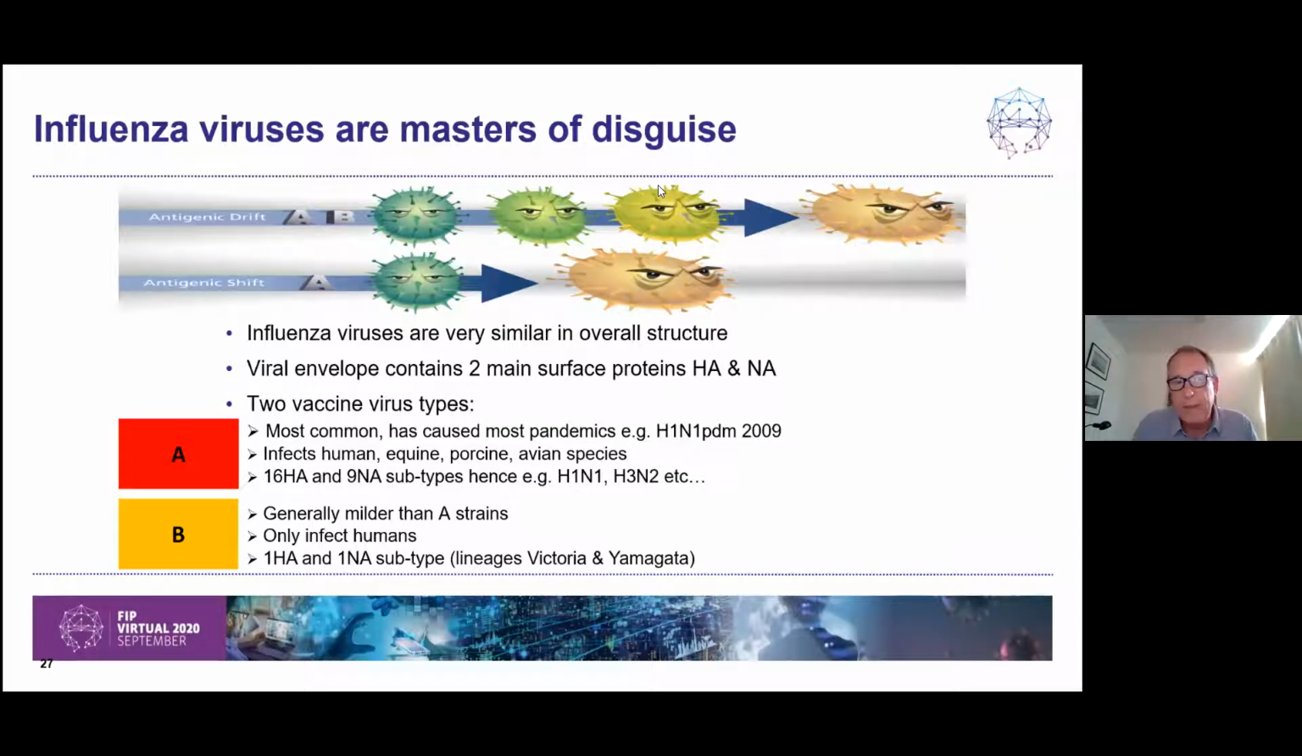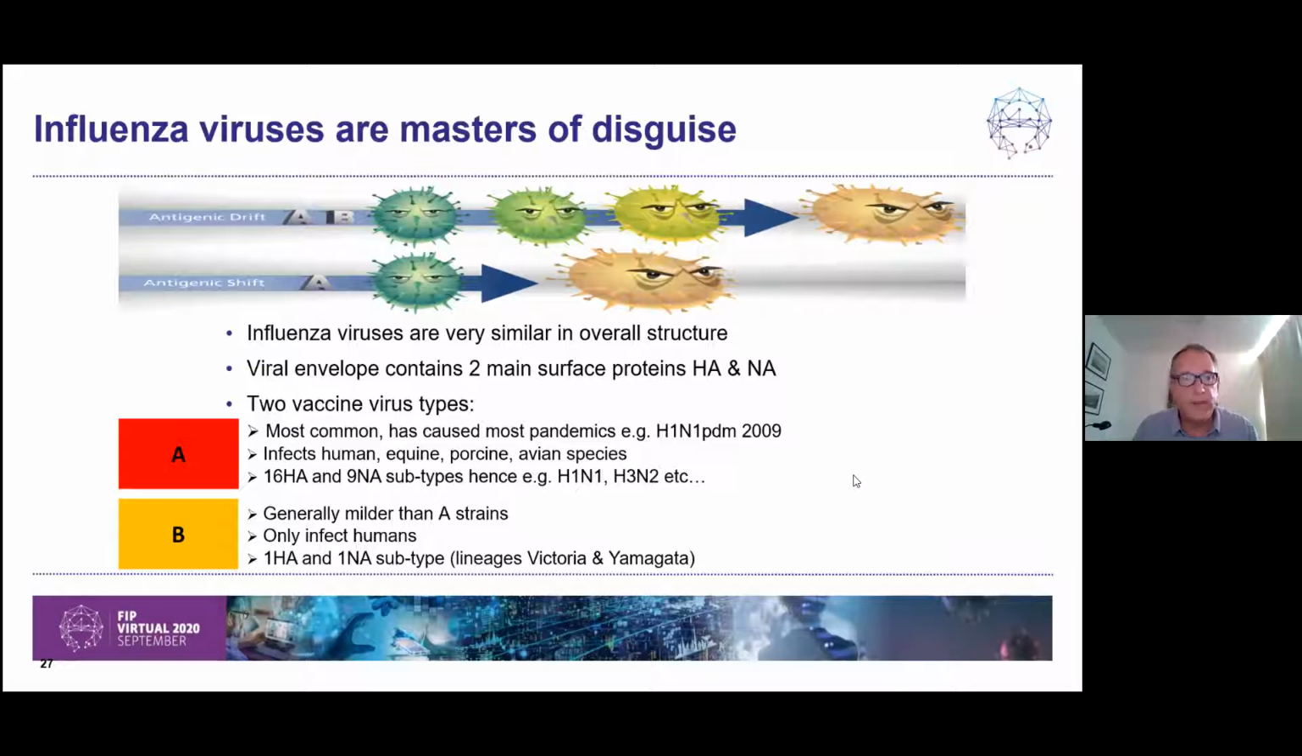So vaccines typically comprise a quadrivalent formulation. So it's 2 A strains, 2 B strains. There are some vaccines that just have 1 B strain, so they're trivalent formulations. The B strains, as you can see, are milder than the A strains. They only infect humans. There's one NA, one HA subtype surface protein, but they form 2 lineages. So this is the surveillance that the WHO does.